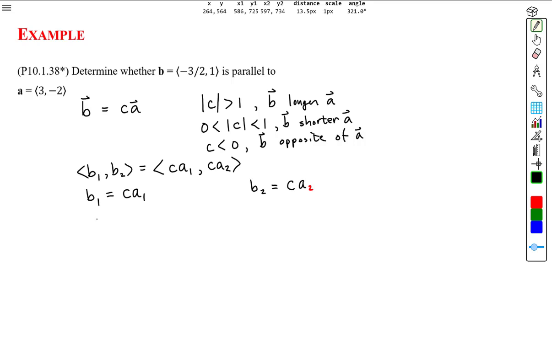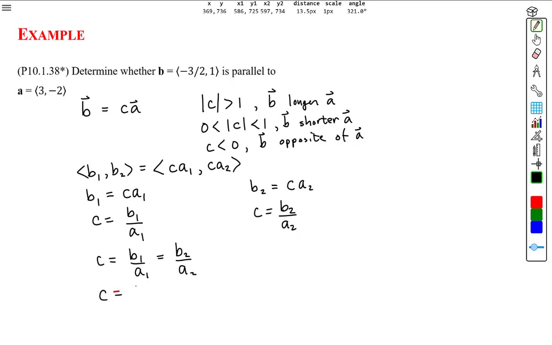So from these two expressions, we would see that C must be equal to B1 over A1. But we also see over here that C must be equal to B2 over A2. So what we want to show is that C is equal to B1 over A1, and that has to be equal to B2 over A2. If this isn't true, then those two vectors are not parallel. So let's go ahead and plug in our values for that.